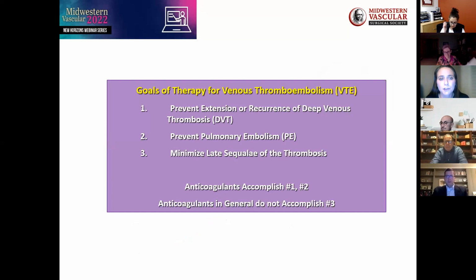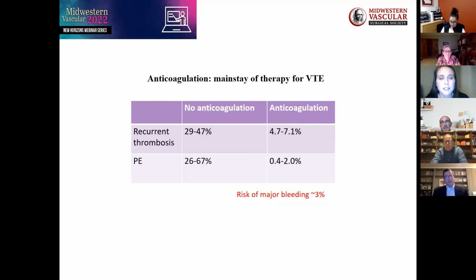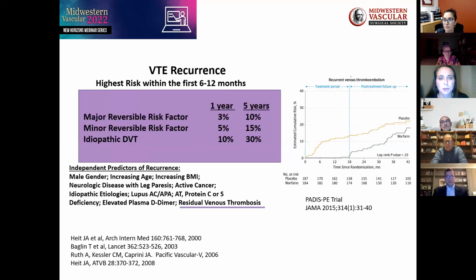Anticoagulants accomplish the first 2 goals pretty well, and I'll show some data on the next slide regarding those outcomes. But they don't really do a great job at accomplishing number 3. And this is really where the role of endovascular therapies can come into play and help prevent long-term symptoms in our patients. You can see that anticoagulation works pretty well for those first 2 problems, but it comes at the risk of major bleeding of about 3%, so it's not perfect.